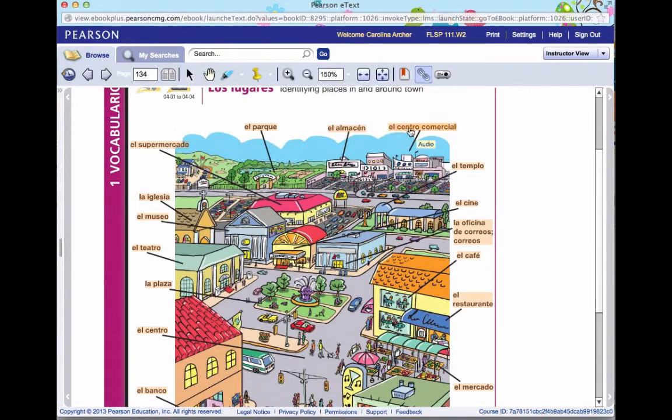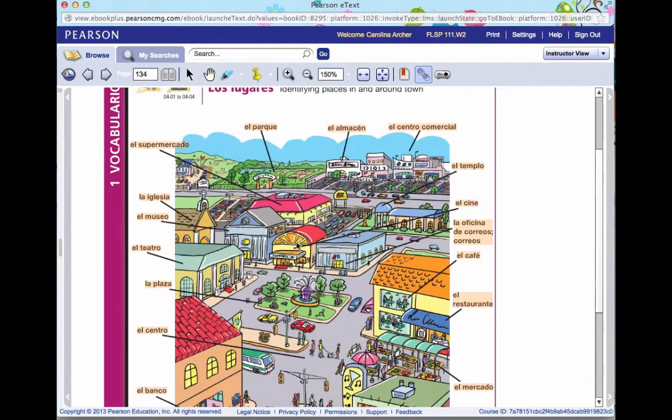El centro comercial would be the mall. El templo, that's a cognate, the temple. And we can also call them la iglesia, okay, la iglesia, the church. El cine, the movie theater.